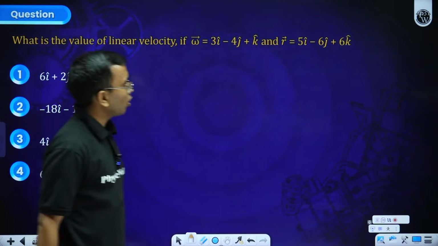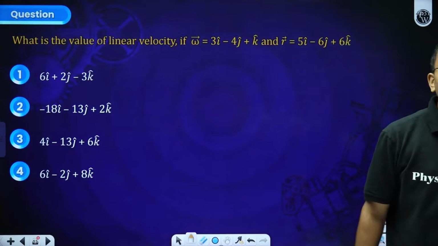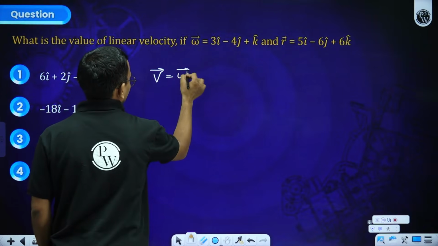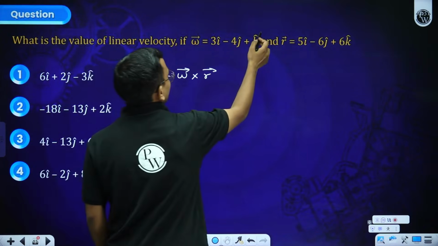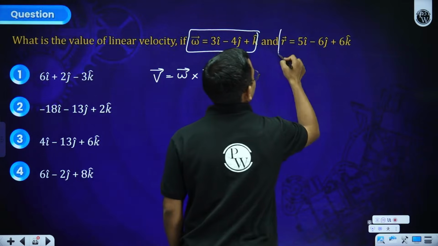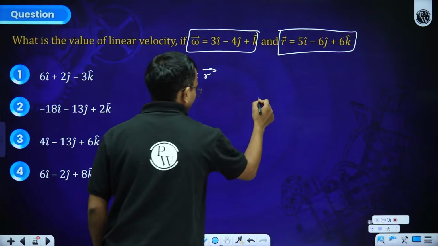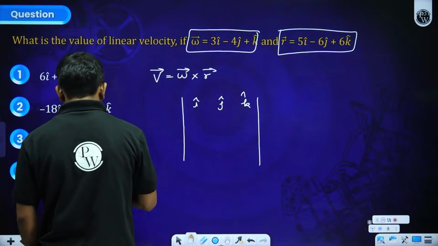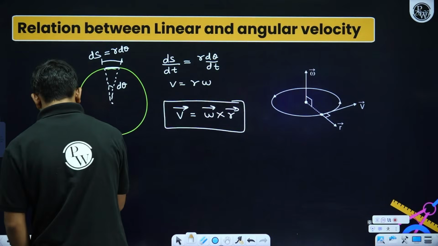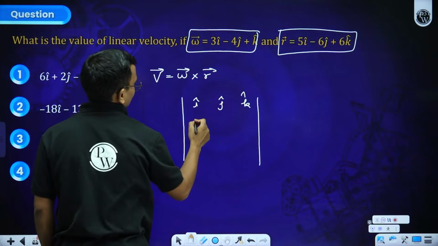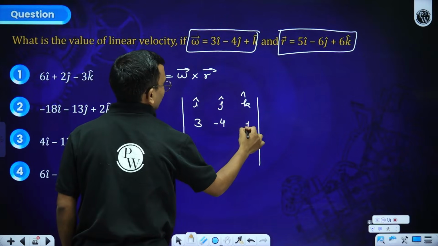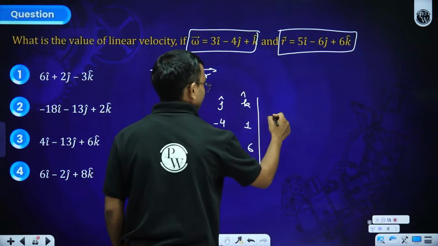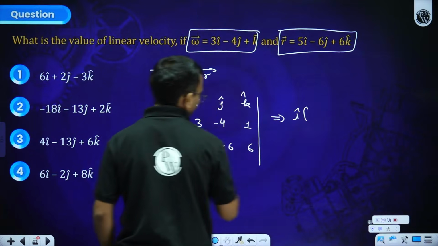Okay, let us solve this question. Omega is given, r is given. We need to find the velocity. Velocity is omega cross r. It means you have to take the cross product of the two vectors, this and this one. Draw the matrix i cap, j cap, k cap. I need omega cross r, which we got from here. Omega is 3, minus 4, 1. r is 5, minus 6, 6. Now take the cross product; you have to find the determinant of this.